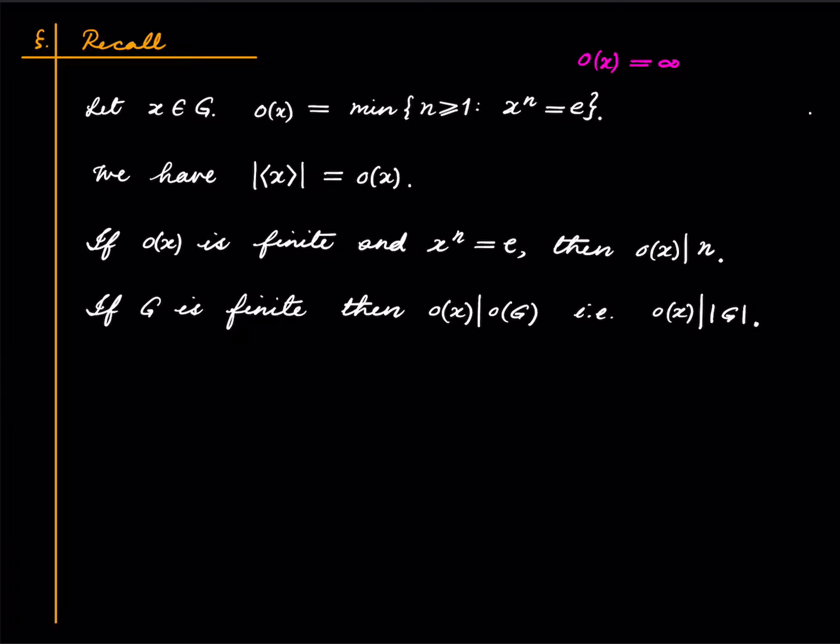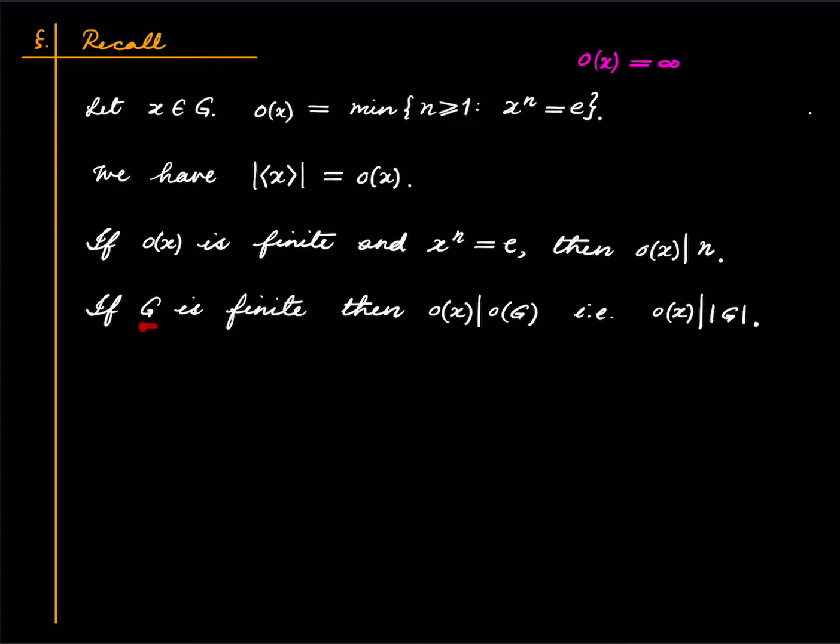All right. So regardless of whether the order of X is finite or infinite, we saw that this equation holds, where this denotes the subgroup generated by X. This is the cardinality of the subgroup generated by X, and the order of X is just the same as that cardinality. We saw that if the order of X is finite and n is some integer such that this holds, then the order of X divides that integer.